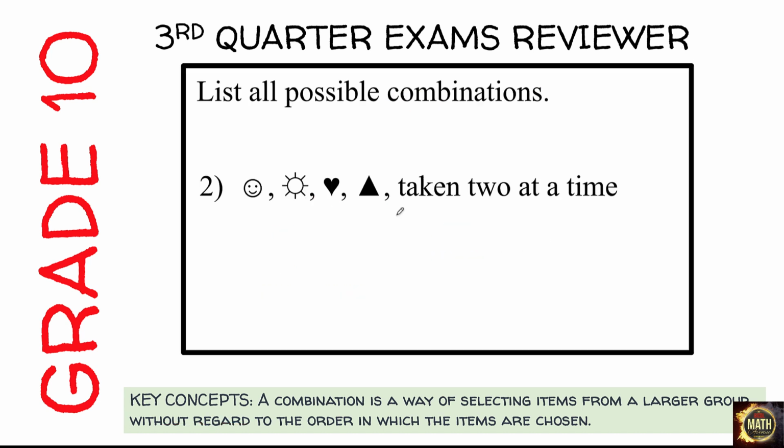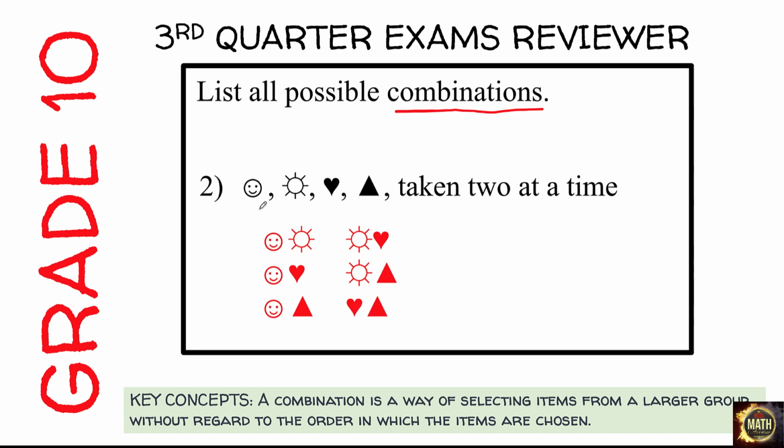Let's have another example. List all possible combinations of these 4 objects: a smiley face, sun, heart, and triangle. Since we are after the combination, ipipair lang po natin dala-dalawa itong mga symbols na given. So, ito po yung 6 na combinations na lalabas galing dito sa apat na symbols combined 2 at a time. Kapag binaliktad po natin yung mga ordering ng mga symbols na ito, walang problema po yan sa combination. Pareho pa rin po silang combination kahit magkabalibaliktad yung mga items sa loob ng isang grupo.